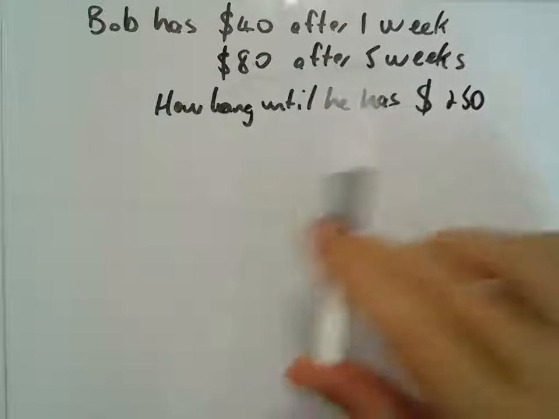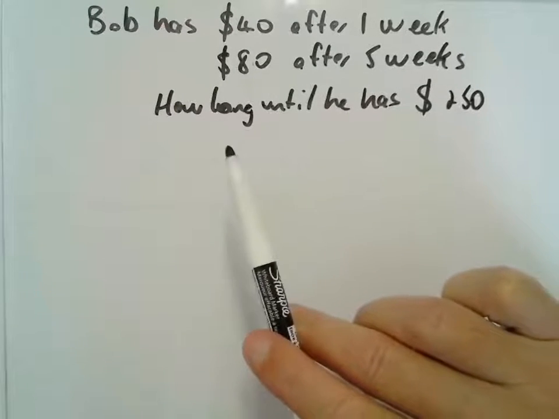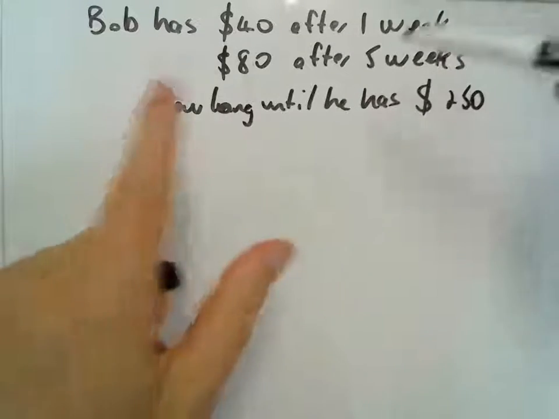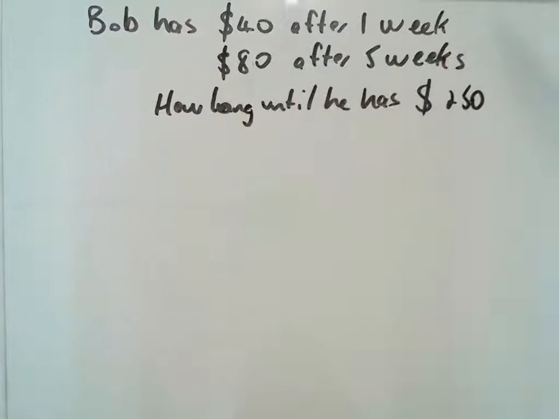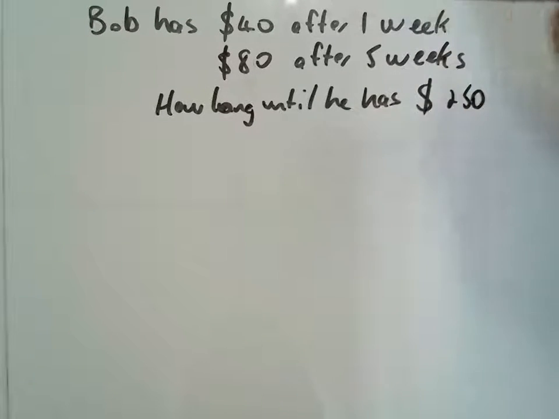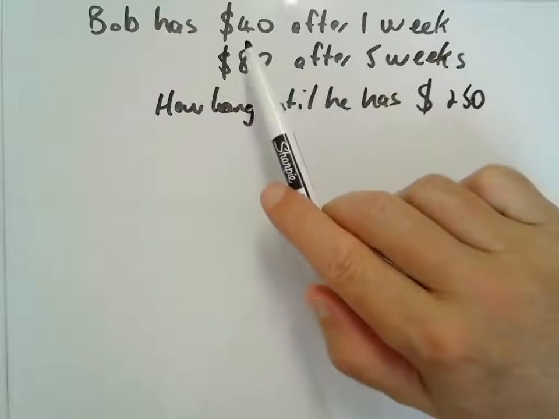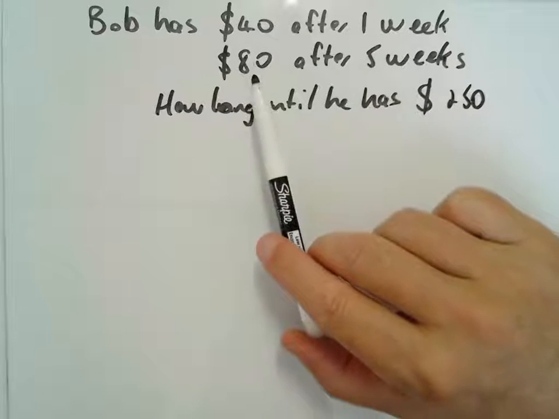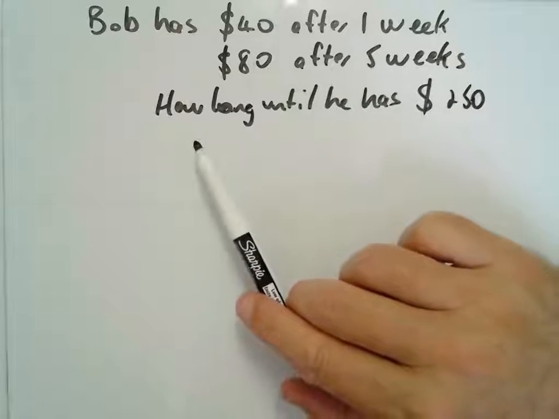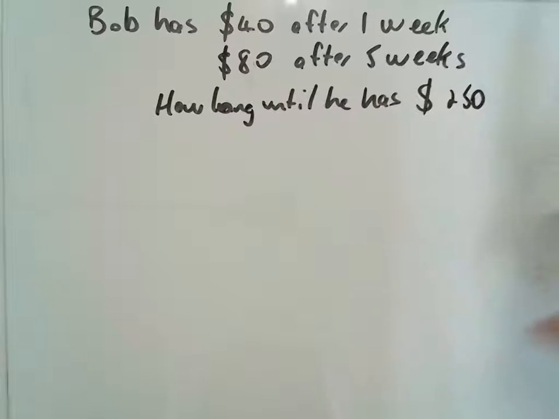So we have a worded question here, and we're going to assume that this is a linear relationship between money and time. In the textbook and the exam, the story is probably going to have more words than this, and you're going to extract information from the question. So here, after 1 week, Bob has $40, and after 5 weeks, he's got $80, and we want to work out how many weeks until he has $250.